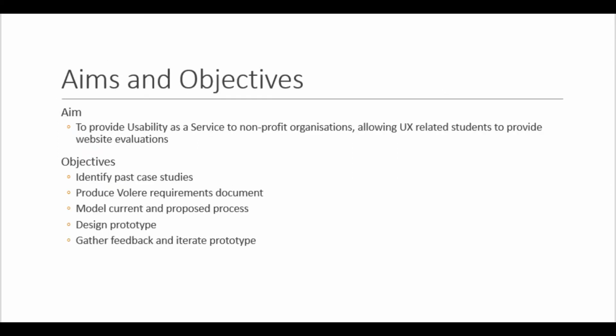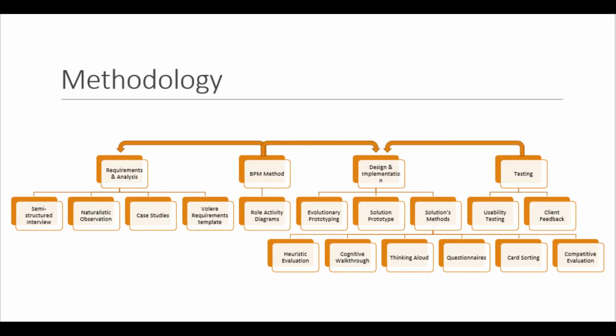The aim of this project, therefore, is to provide a platform called Usability as a Service, aimed at non-profit organizations, allowing UX-related students to provide website evaluations. In order to do this, several different methods were carried out to identify issues with the current process that the HCI group follows, as well as potential improvements that could be added to the process.